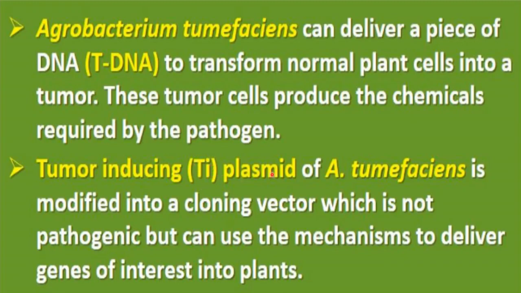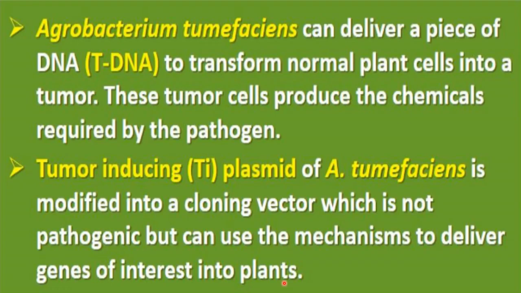Okay, so the plasmid of this bacterium is called tumor inducing plasmid because within this plasmid this tDNA is present. That's why you can say the tumor causing property of this bacterium is present within its plasmid, right? Now what happened here, this Ti plasmid of this bacterium is modified into a cloning vector which is not pathogenic but can use the mechanism to deliver genes of interest into plant.